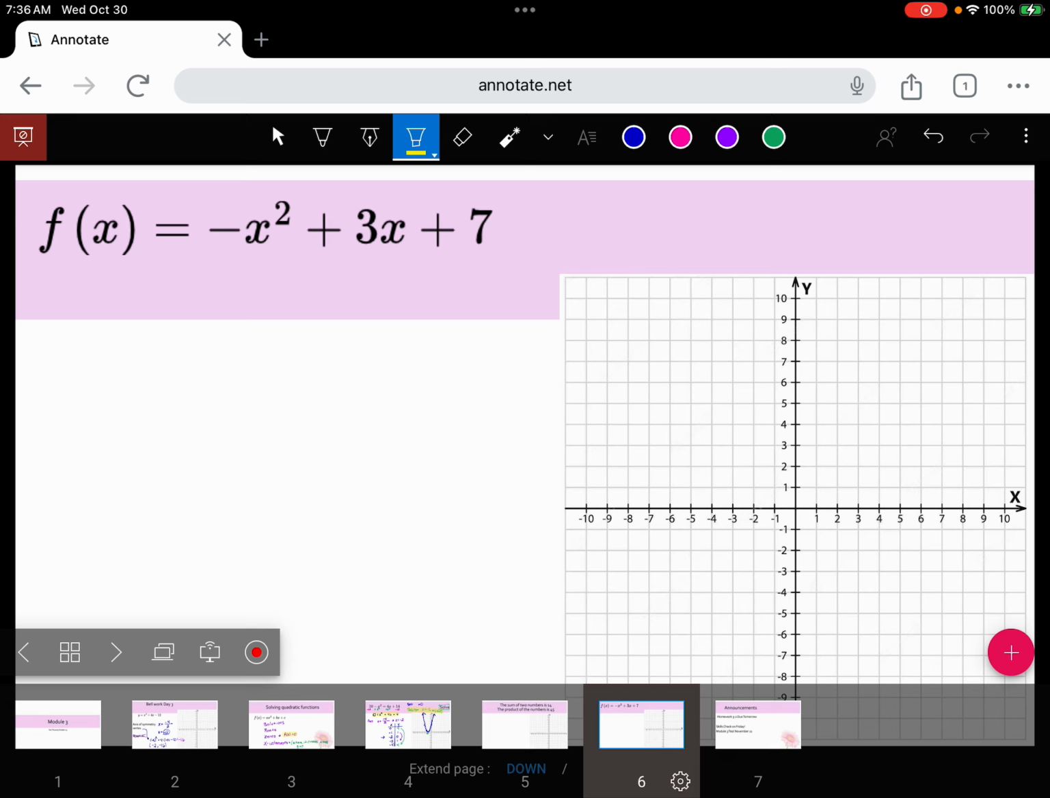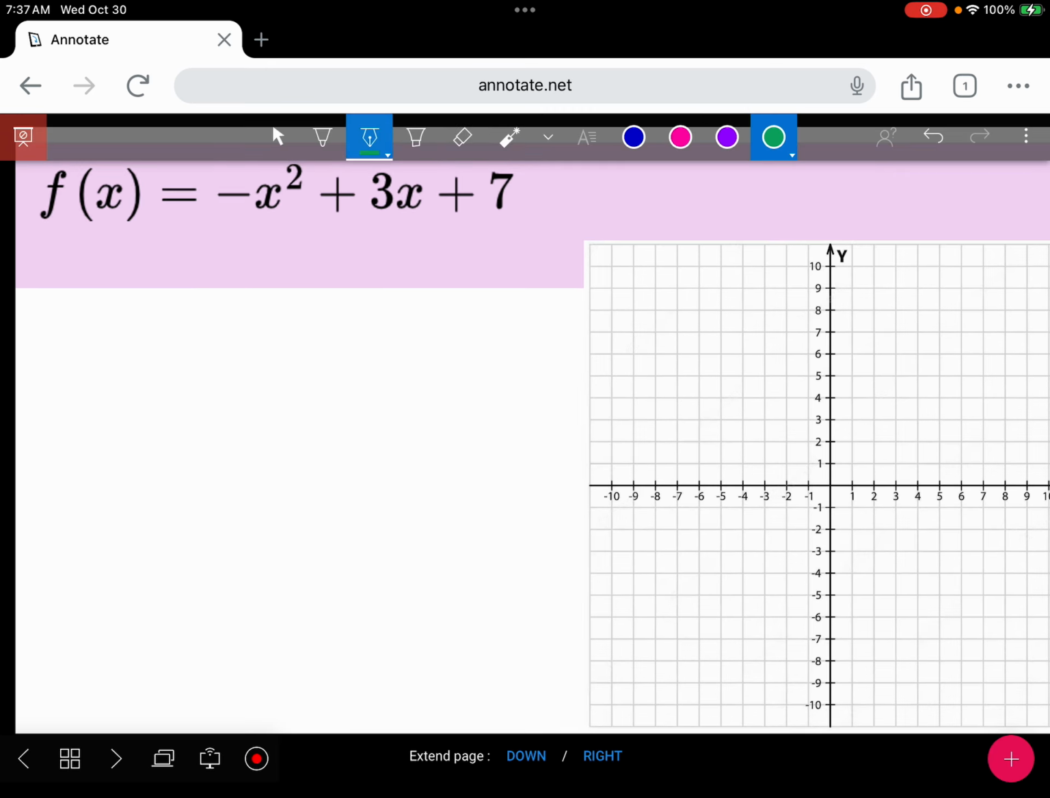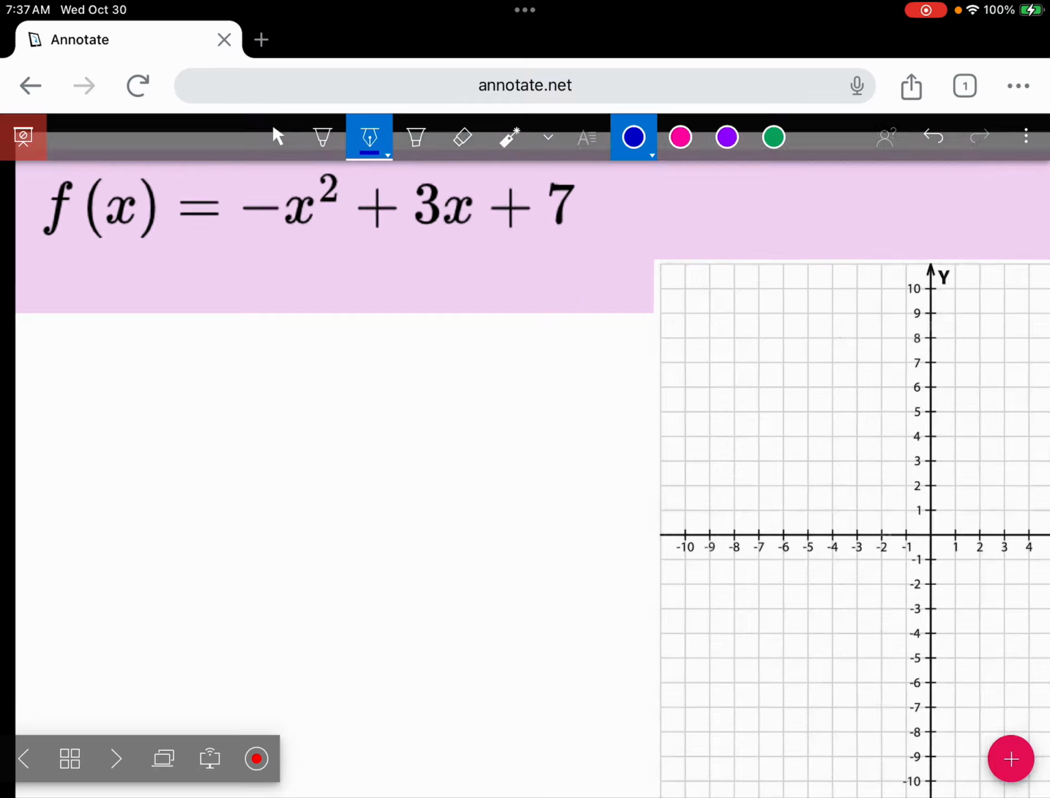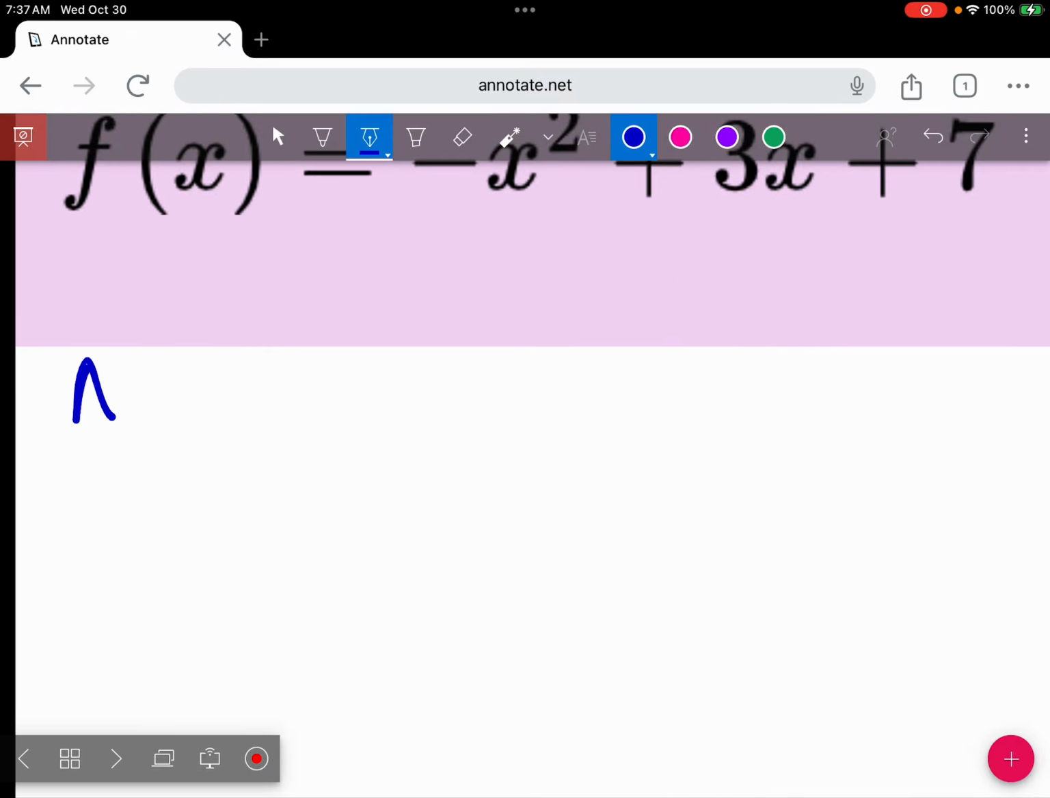So let's do this one. I've got my f of x equals -x squared plus 3x plus 7. And we're asked to find a solution. We're asked to solve. So our first step is to find our axis of symmetry, because we want to graph this. So we're going to do our axis of symmetry, which is going to give us our x.